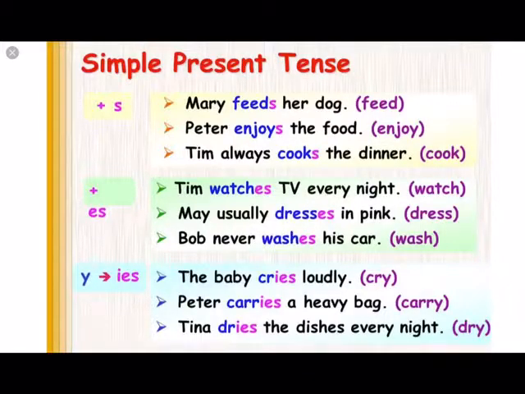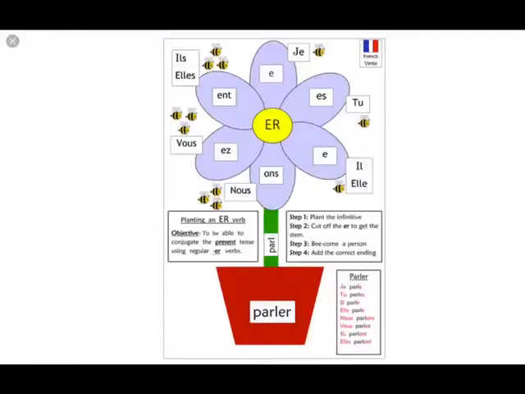enjoys the food, Tim always cooks the dinner, Tim watches TV every night, May usually dresses in pink, Bob never washes his car, the baby cries loudly, Peter carries a heavy bag, Tina dries the dishes every night. These are all examples of present tense in English. Now in English, we could also adapt these slightly and they would still be present tense. For example, if we said Mary is feeding her dog, that's still present tense, as well as Peter is enjoying the food, Tim is always cooking the dinner, etc.